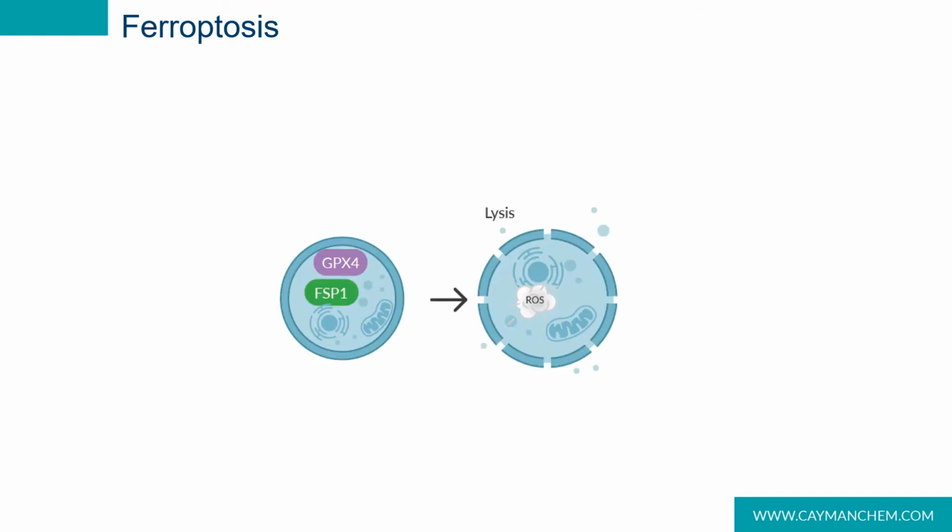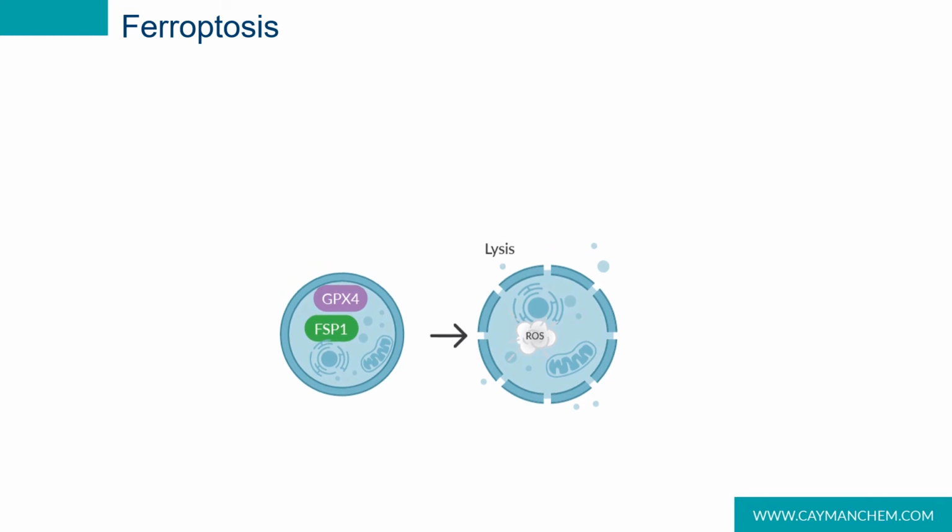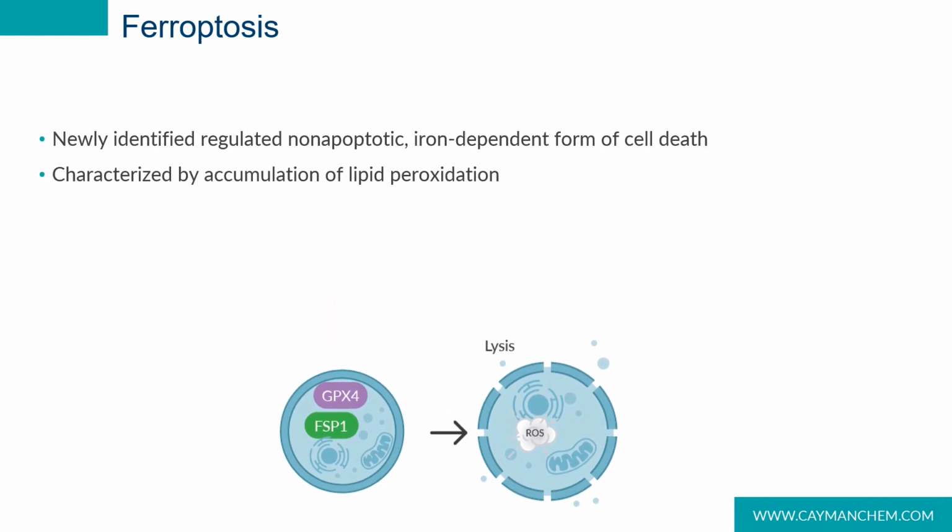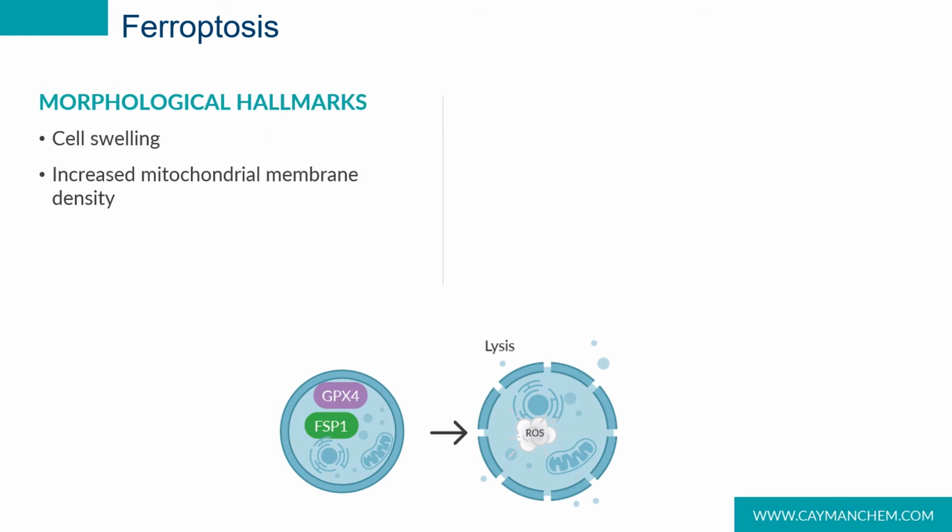Yet another form of regulated cell death is ferroptosis. Ferroptosis is a newly identified form of non-apoptotic, caspase and necrosome independent form of cell death. Ferroptosis involves iron-dependent lipid peroxide accumulation. Cells undergoing ferroptosis depict cell swelling and increased mitochondrial membrane density.